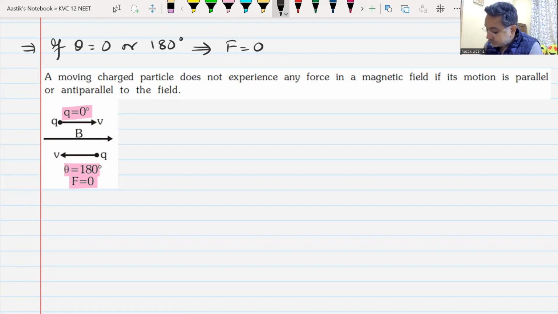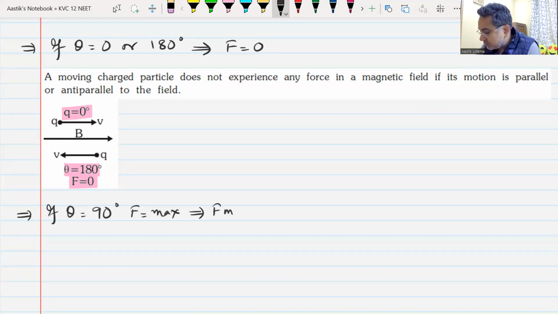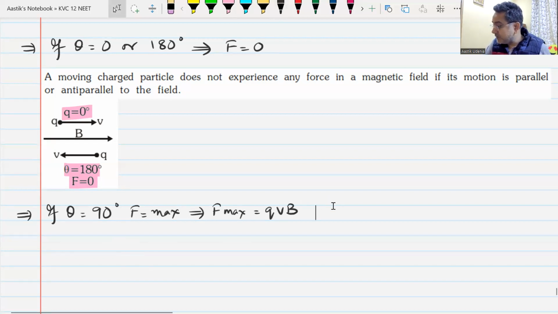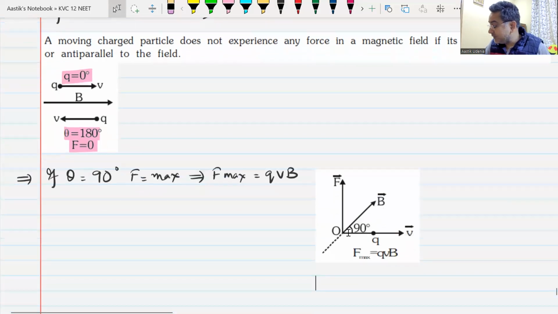If theta is 90 degrees, force is maximum, and this maximum force will be given by QV into B. If the angle between V and B is 90 degrees, the force would be maximum, and the maximum force would be given by Q into V into B.